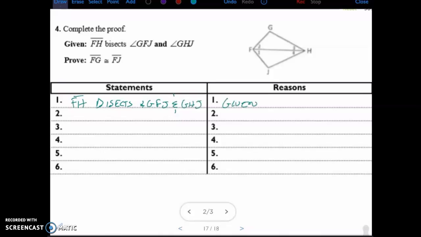So something that we see a lot of is that when people bisect an angle, they say we get two congruent sides, but that's not true. I'm bisecting GFJ, so I can get this angle congruent to this angle. Angle 1 is congruent to angle 2, because if bisect, then congruent. Same thing here. I know that GHJ is being bisected, so I can get angle 3 congruent to angle 4, because if bisect, then congruent.